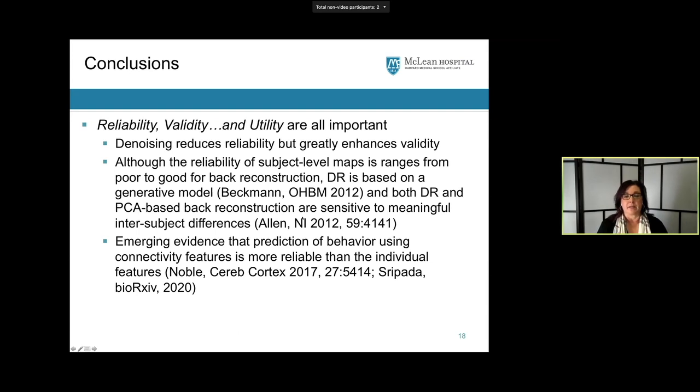The last comment is that there is new emerging evidence that prediction of behavior using connectivity features is more reliable than the individual features alone. So this is very encouraging for studies at the single subject level.